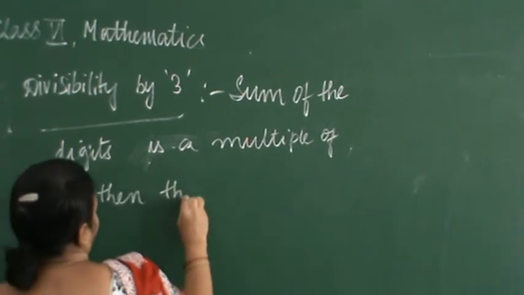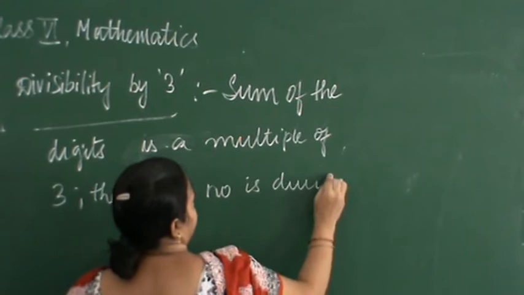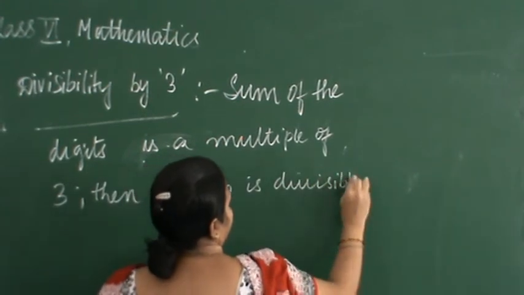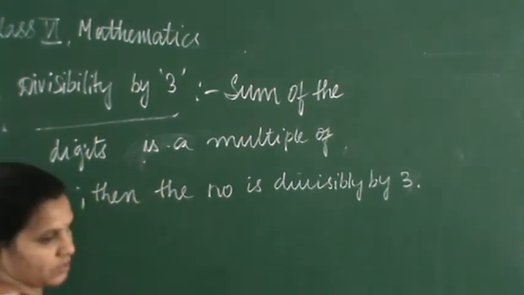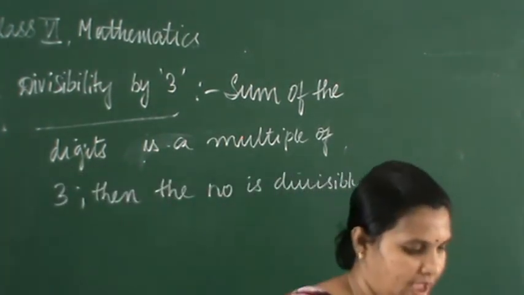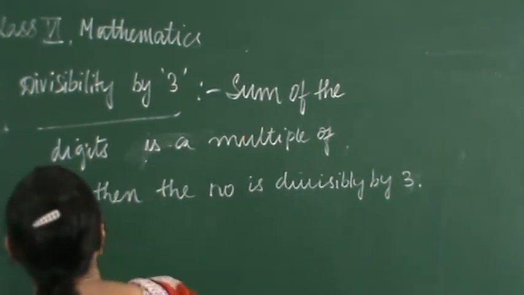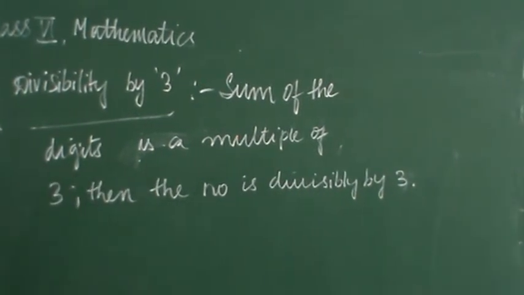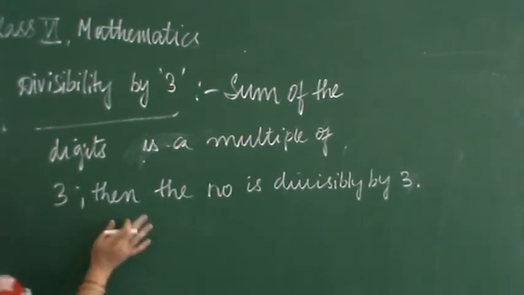Then the number is divisible by 3. So children, if they have asked you to find the divisibility rule by 3, if they have given a number and ask you to check the divisibility rule for the number, you have to check whether the sum of the digits of the given number is a multiple of 3.